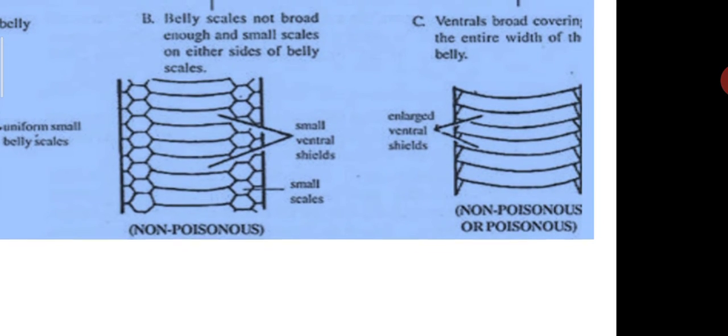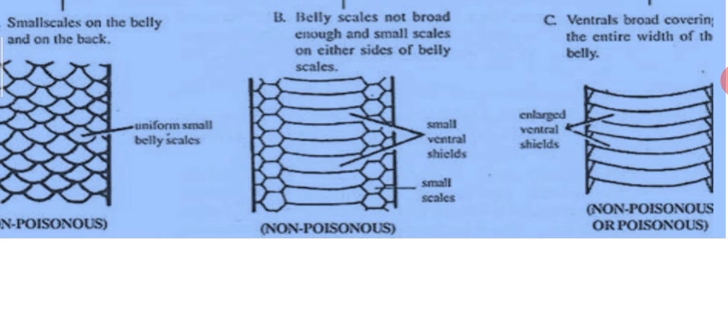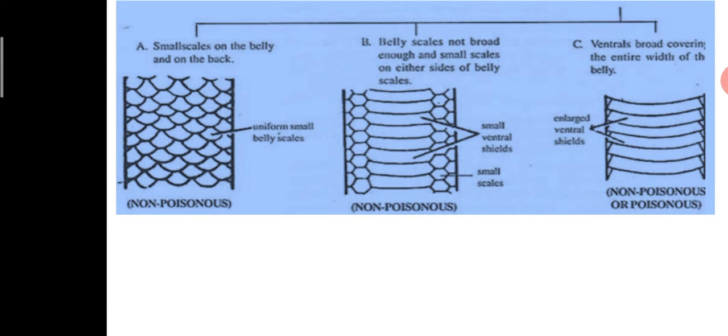So there is a thing: if the ventrals are very much bigger, very much broad, it may be non-poisonous or poisonous. If it is small and medium, it may be non-poisonous.